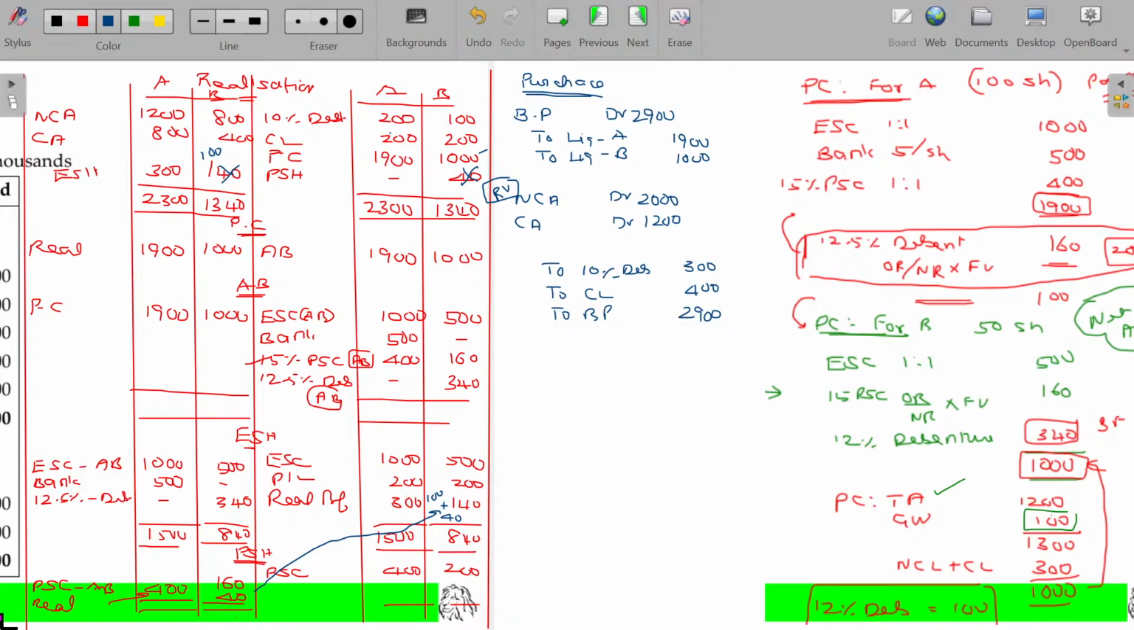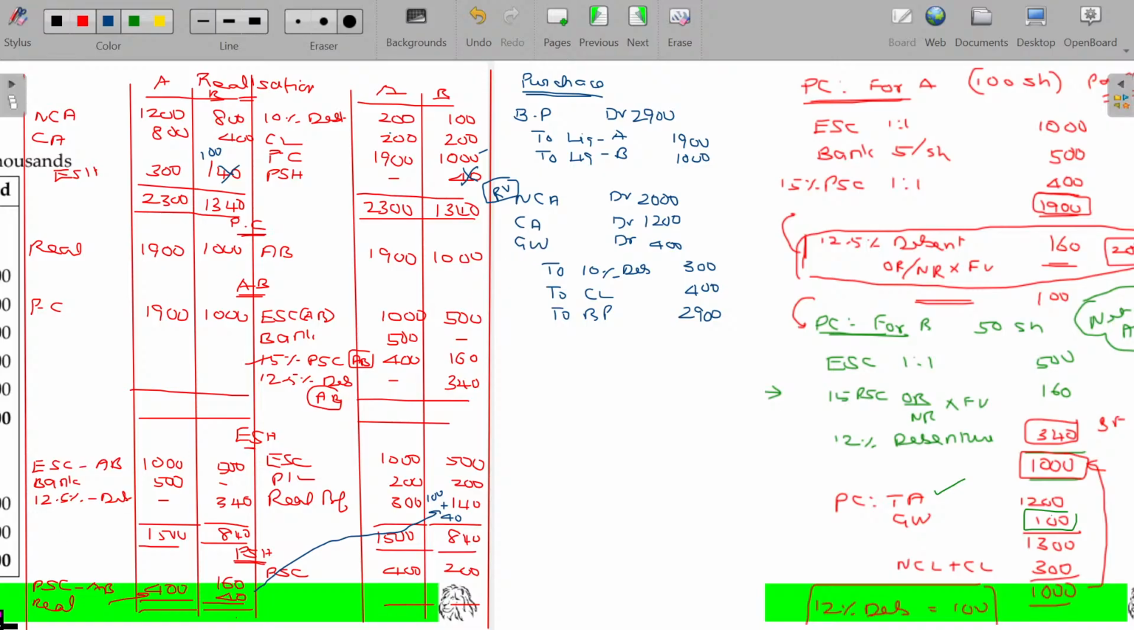We have to show this being goodwill. Okay. So goodwill in this case being 400 rupees. Clear? Goodwill.